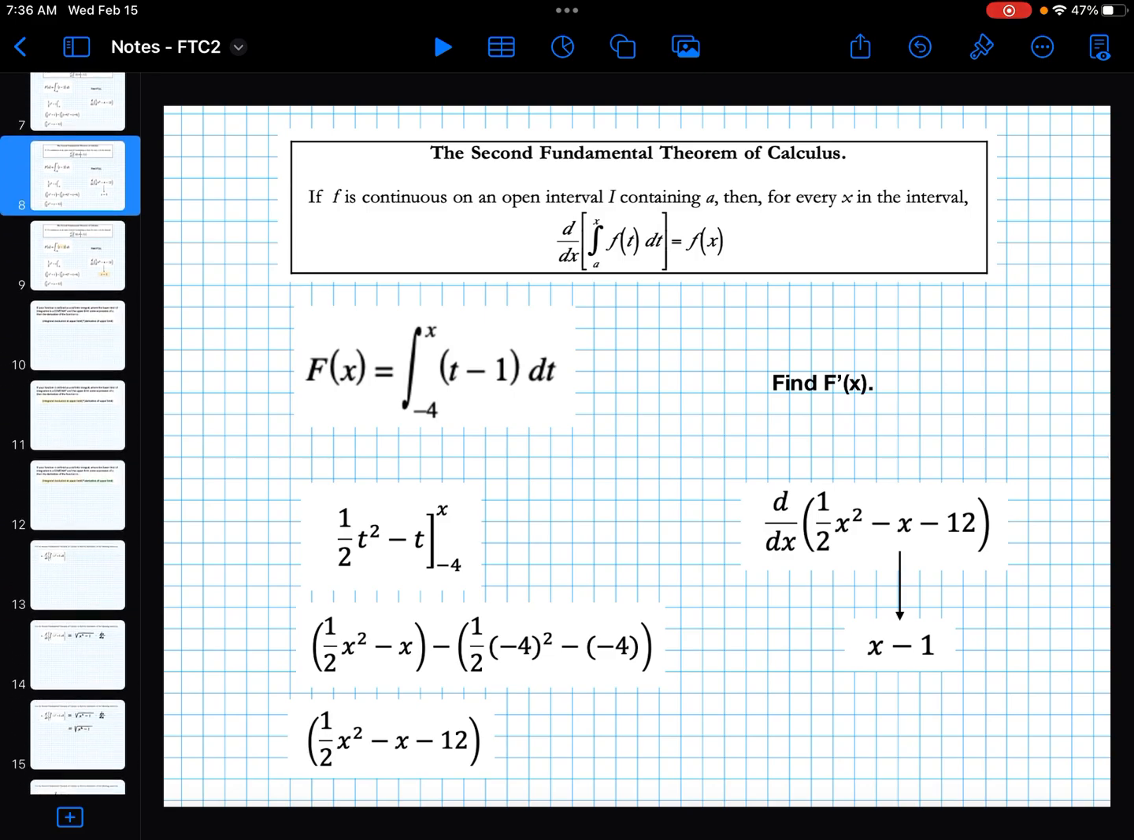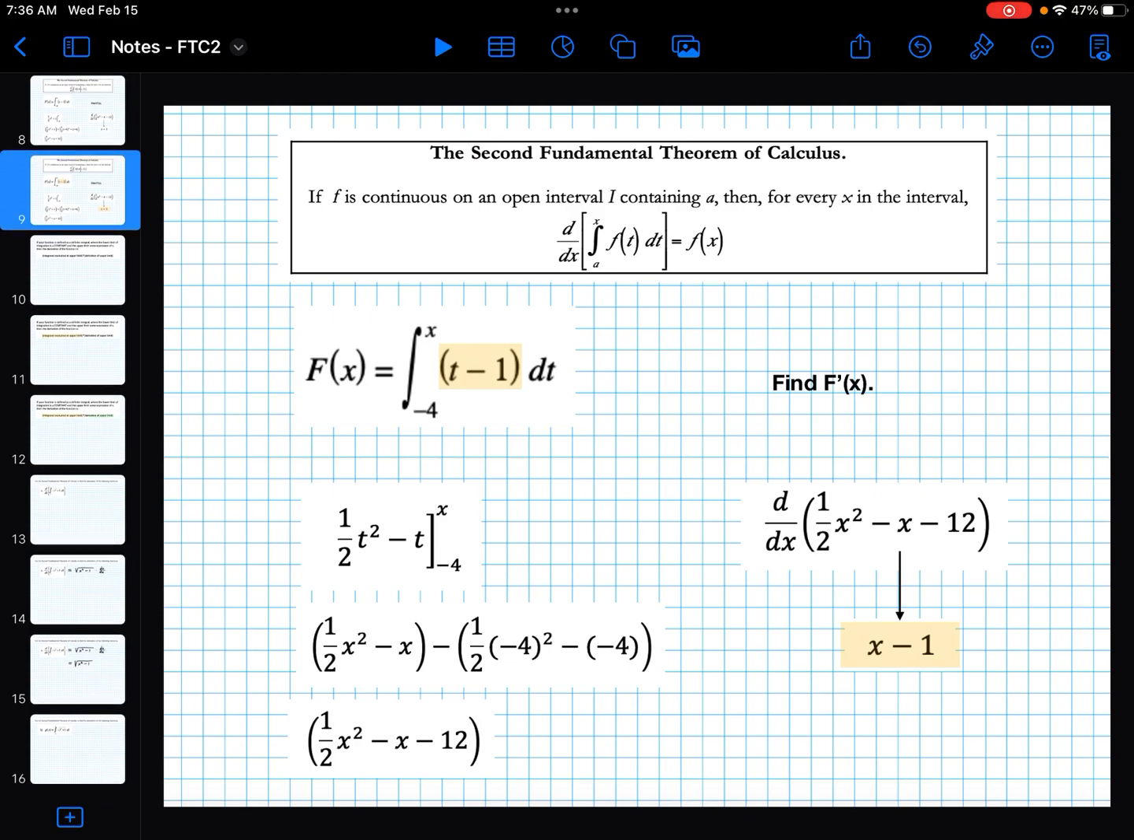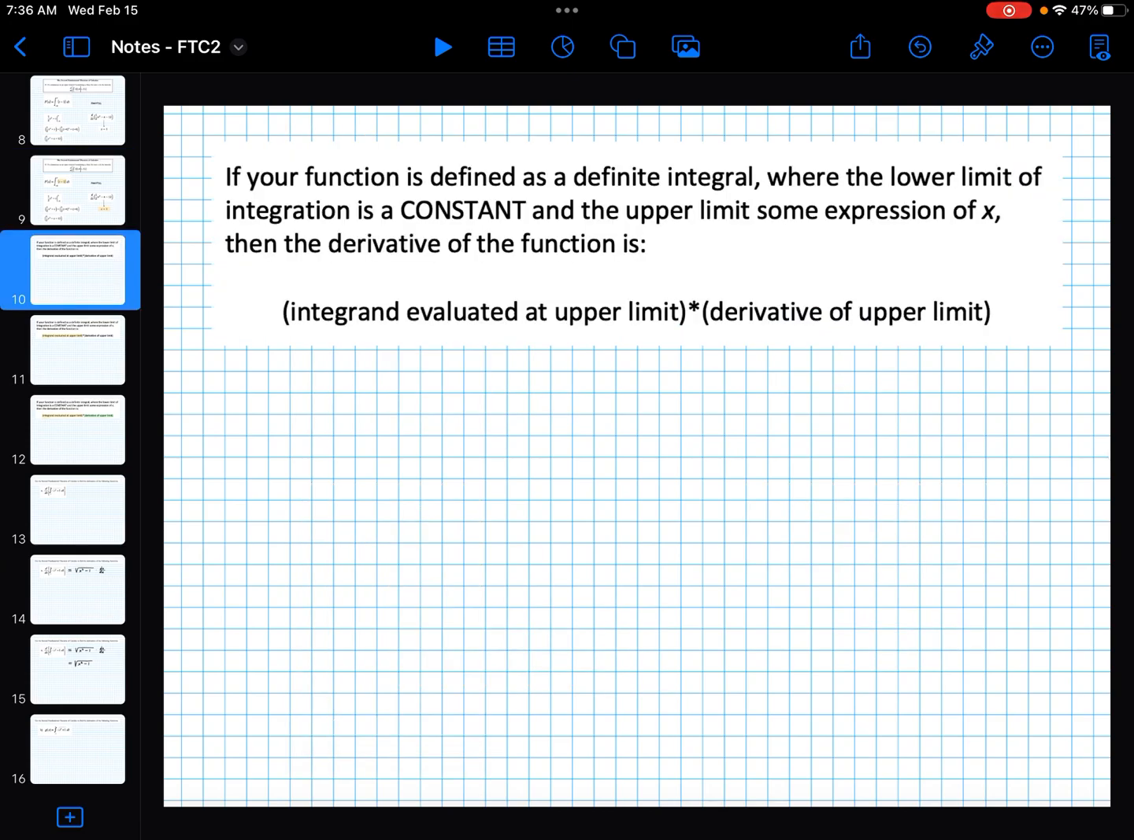Now, if you take a look here, that x minus 1 pairs up pretty well with the original integrand. And that is the beauty of this second part of the fundamental theorem of calculus. This is essentially how it's going to work. If your function is defined as a definite integral, and your lower limit of integration is a constant, the upper limit is some expression of x, then the derivative of the function is going to be the integrand evaluated at the upper limit, times the derivative of the upper limit.